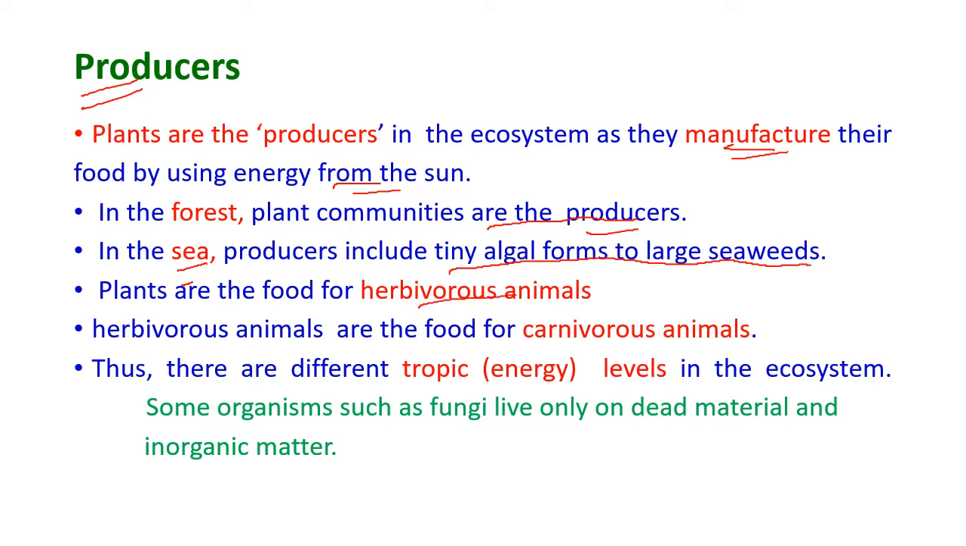The plants are the food for herbivorous animals. In the ecosystem, the plants become the food for the herbivorous animals, and herbivorous animals are the food for carnivorous animals in the next level, and thus there are different trophic levels or energy levels in the ecosystem. And some organisms such as fungi live only on the dead material and inorganic matter.